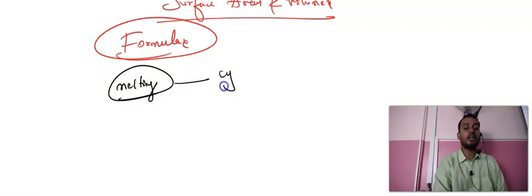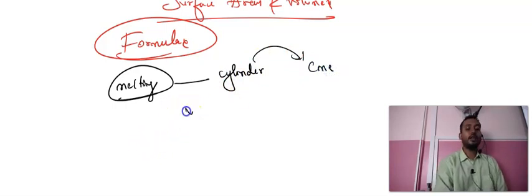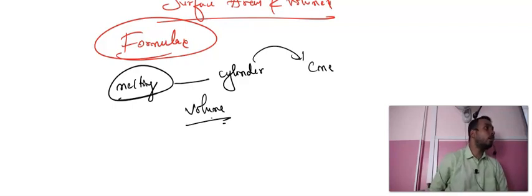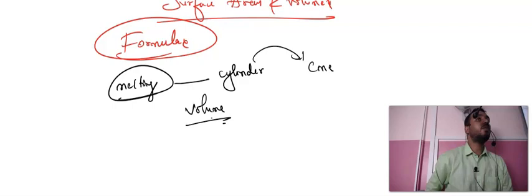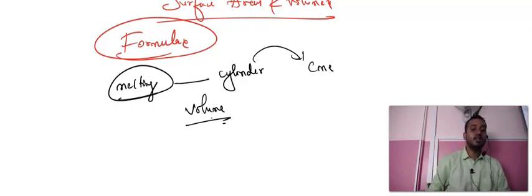Melting. Remember, I am giving the hint. Melting means first it was a cylinder, now you are changing that into a cone. Then you have to use the volume formula. It means changing the solid from one form to another form. Such types of problems are there. You can practice.